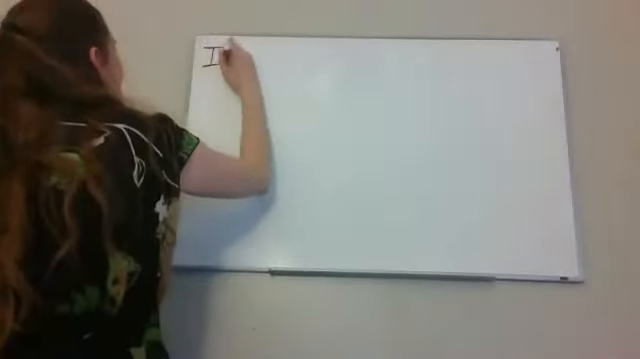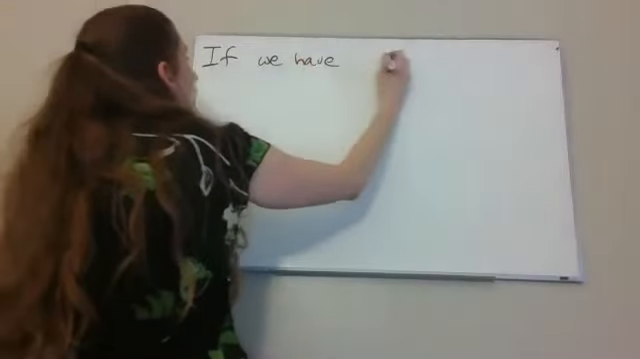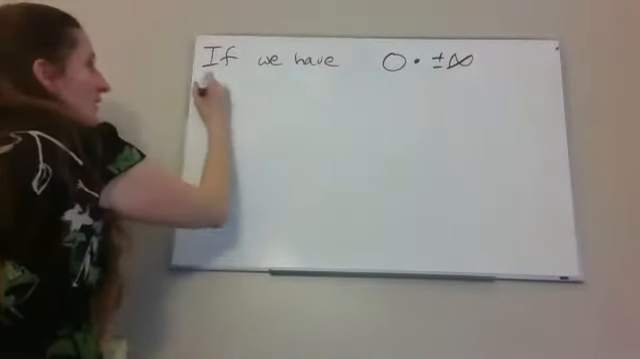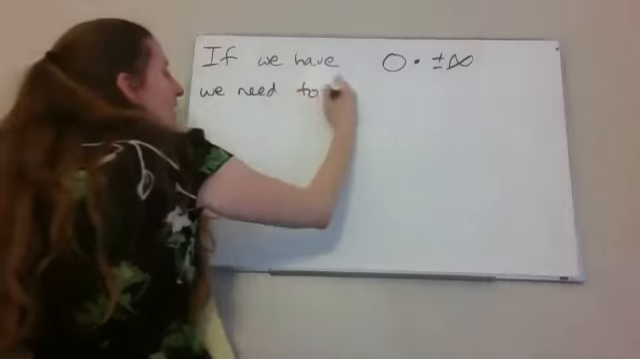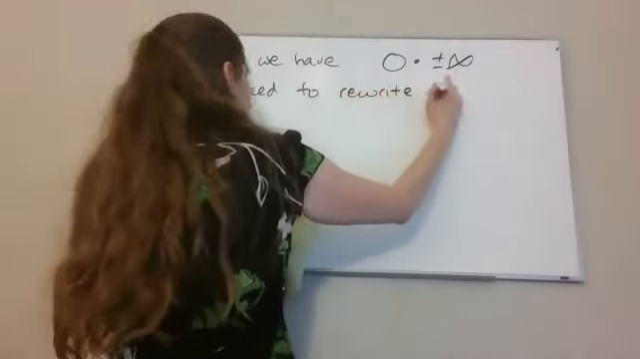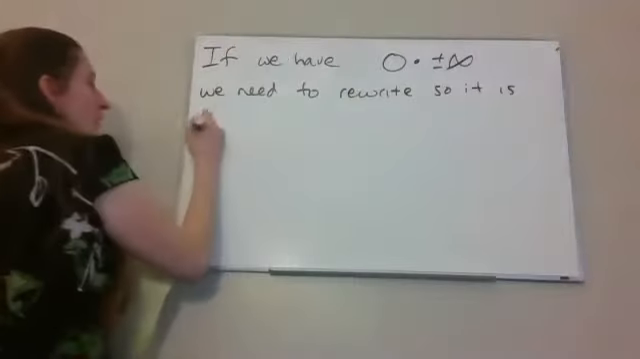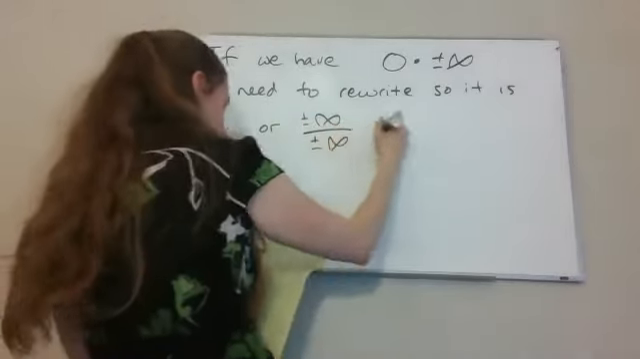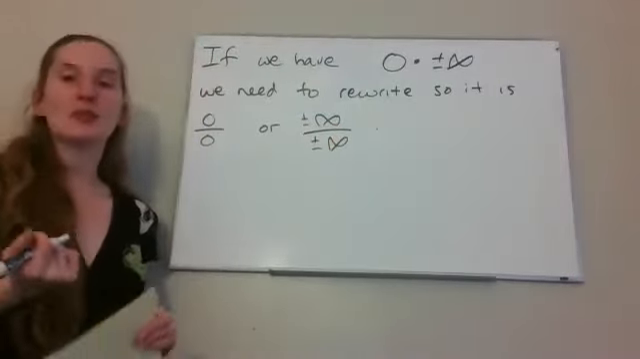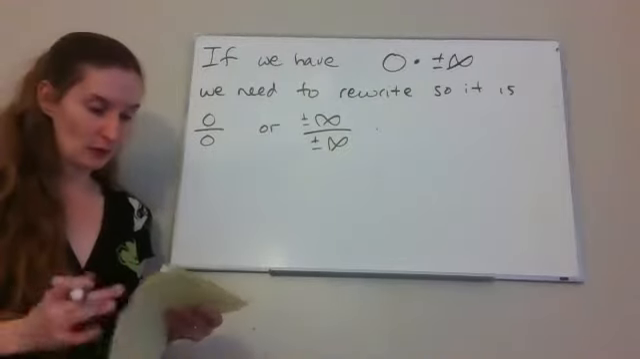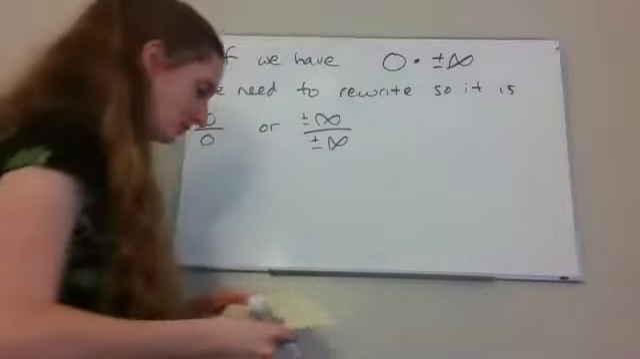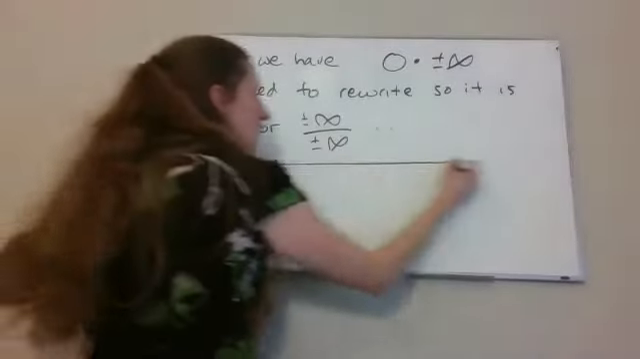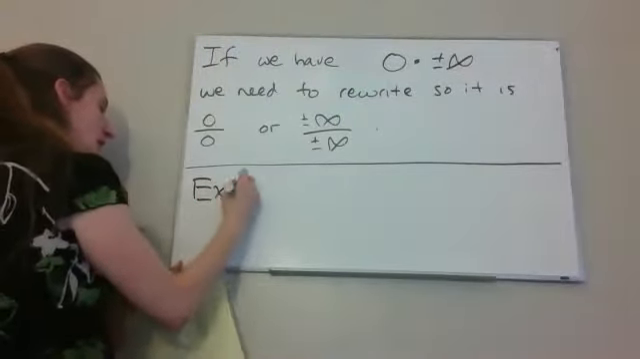So if the limit is of the form 0 times some form of infinity, we need to rewrite the problem so it is of the form 0 over 0 or a plus or minus infinity over plus or minus infinity. So you'll have to rewrite it so it's in the proper format before you can apply L'Hopital's rule. But that's not too bad to do. So an example where we're going to have to do this, we'll just start the example here.